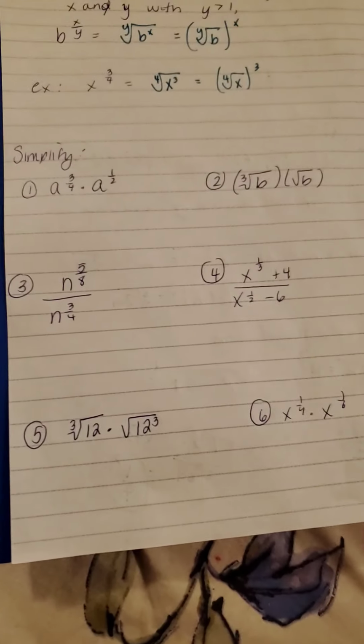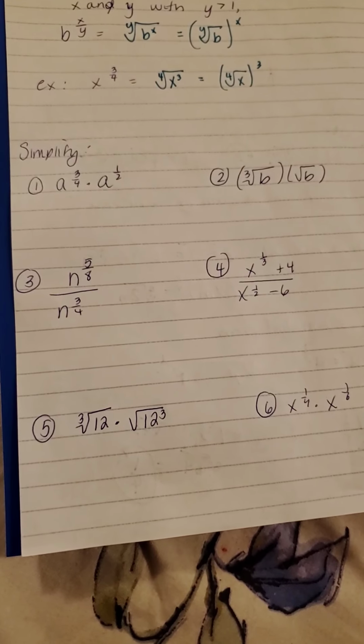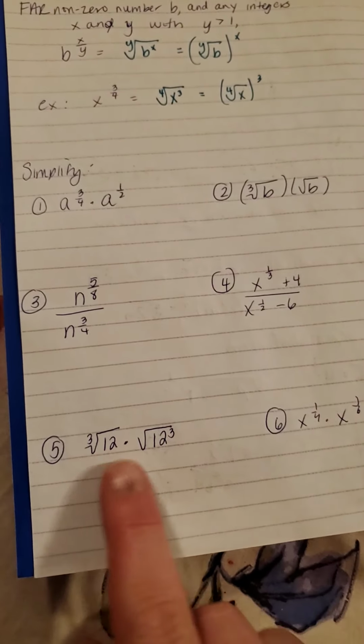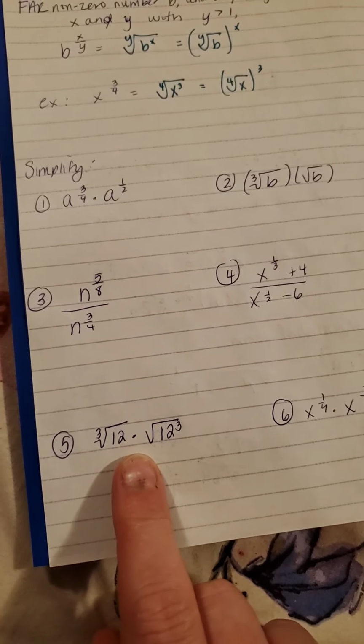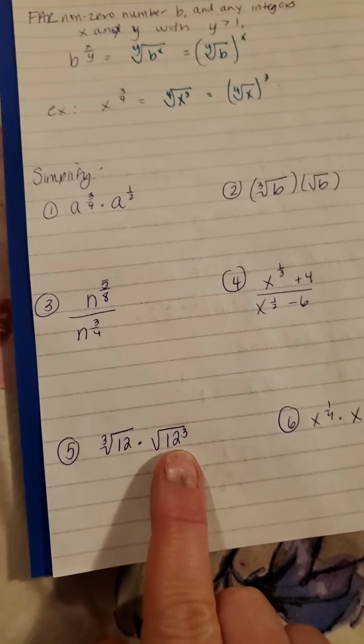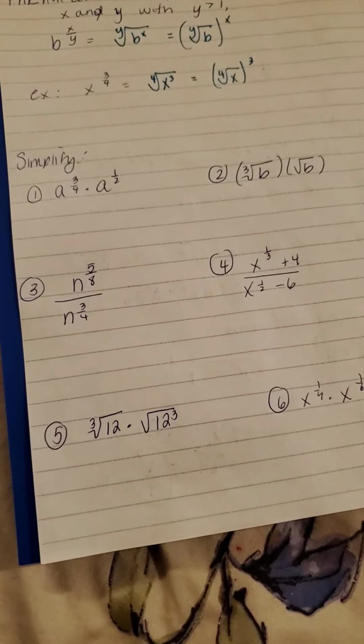Here at the bottom I have 6 examples. I'm asking you to simplify all these. Technically this is evaluate because you can see there's no variables, but the directions I wrote on notes from last year were simplify, so I'll just kind of leave it like that.